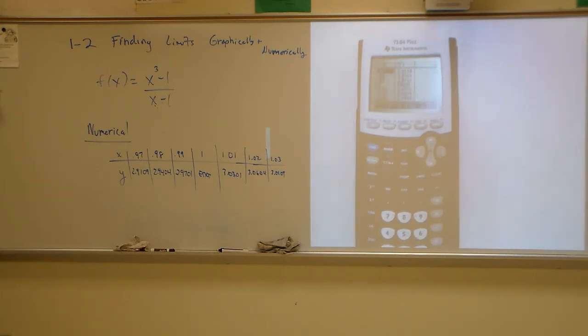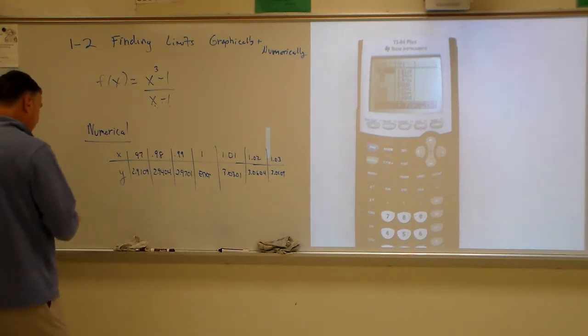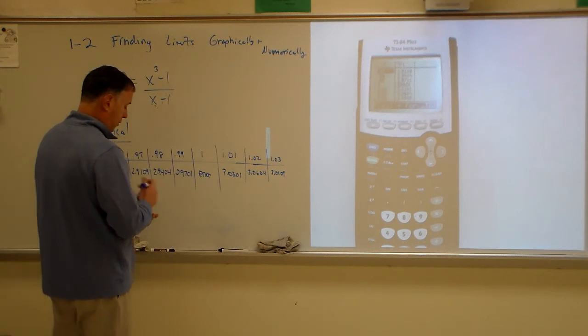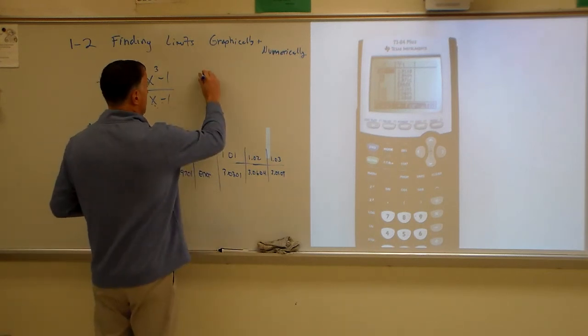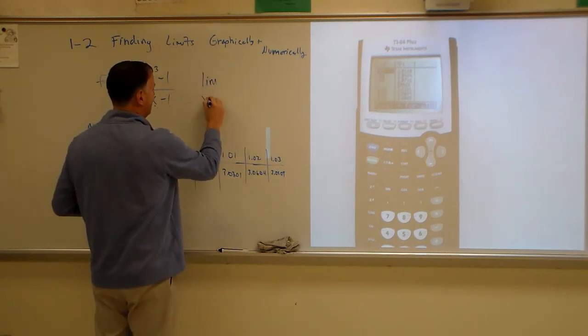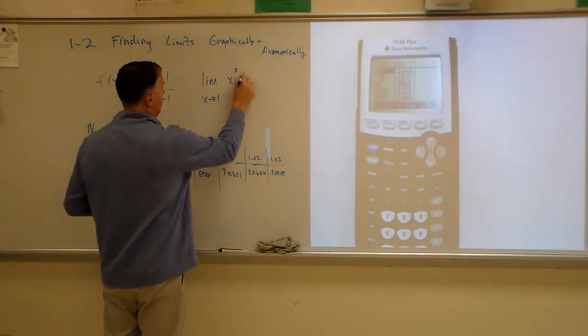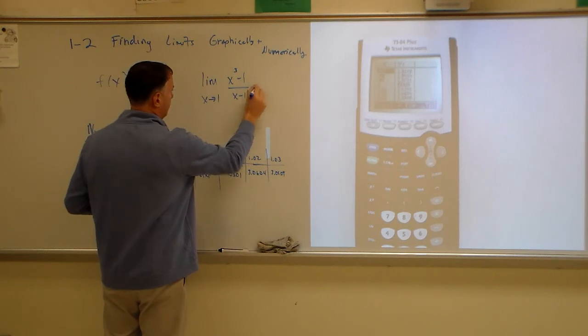So that is looking at it with what's called the numerical approach. The numerical approach is looking at a table. I'm hoping that you wrote that down, and you wrote down the keys to get there, because you're going to need to know how to do that. So let's look at this function a different way now: the limit as x approaches 1 of x cubed minus 1 over x minus 1.